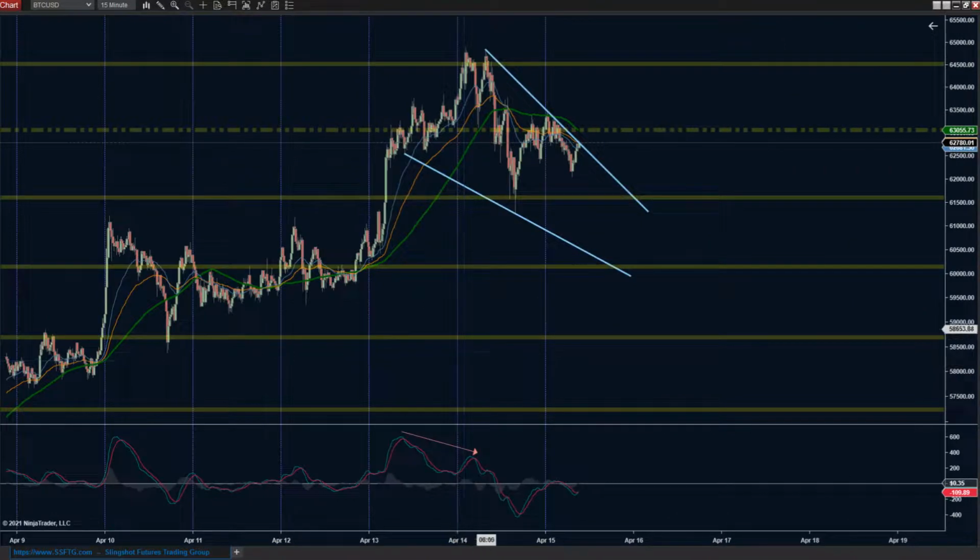Over on Bitcoin, fantastic flush off the lows. The only problem is it's like a head and shoulders fighting a head and shoulders. Got the left, right, all the way across. It's a really nice head and shoulders type formation.